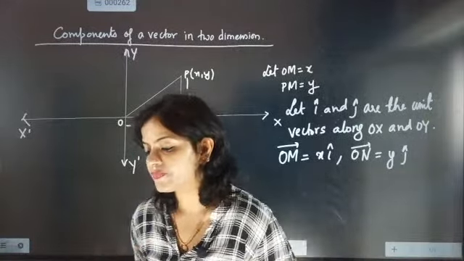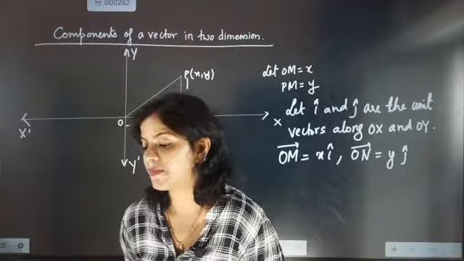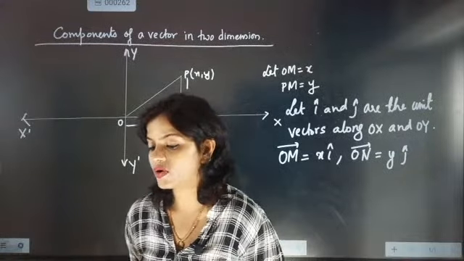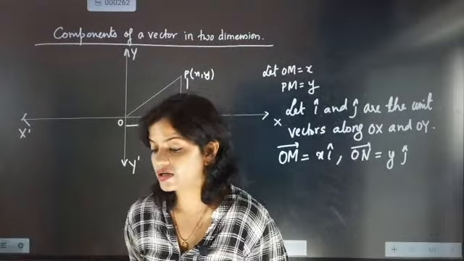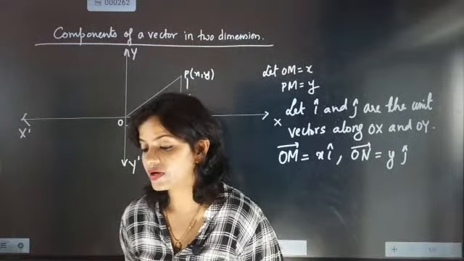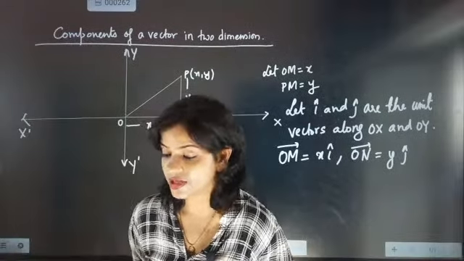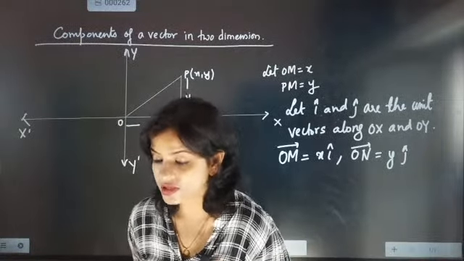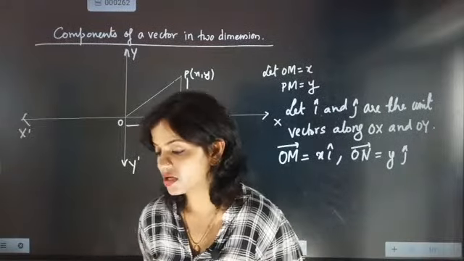Come on, quickly tell me. If I have to multiply magnitude with direction, that means if I want to convert magnitude into vector, what do I have to do? Again I am repeating: if I have to convert magnitude into a vector, what do I have to multiply it with?